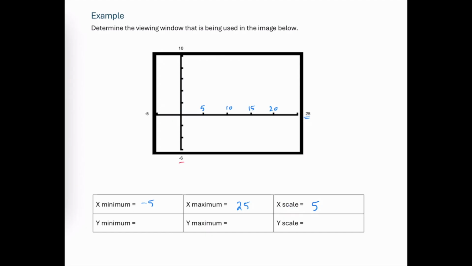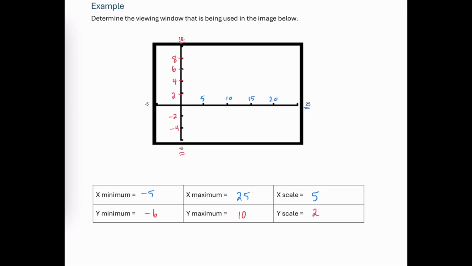In the direction of y, we have a y minimum of -6, a y maximum of +10, and then we count the tick marks to determine what that jump value is. And since we have 1, 2, 3, 4, 5 tick marks in the direction of y, that means we're jumping by 2s to get up to that maximum value of 10, and notice that a jump by 2 is also going to get us down to this minimum value of -6. So the scale in the direction of y is 2.